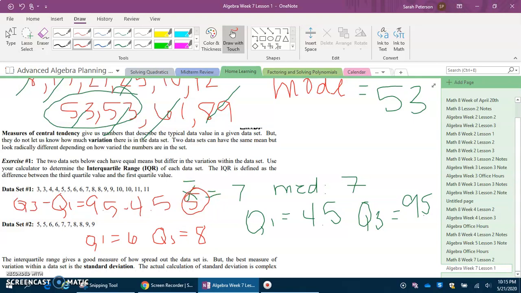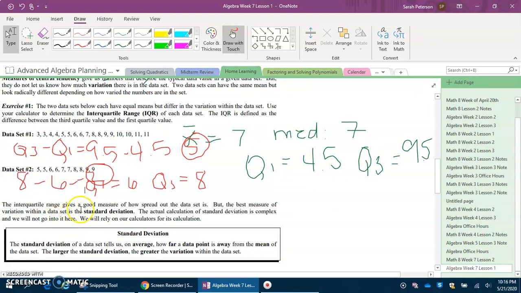And then quartile 1 for data set number 2 was 6, and quartile 3 was 8. So I'm just going to do 8 minus 6, which gives me 2. So the interquartile range of data set 2 is 2. And the reason that's important is because the interquartile range gives a good measure of how spread out the data is. But the best measure of variation within a data set is standard deviation.